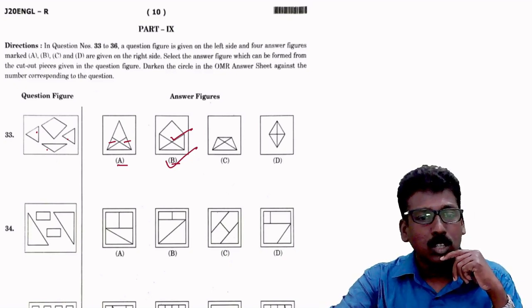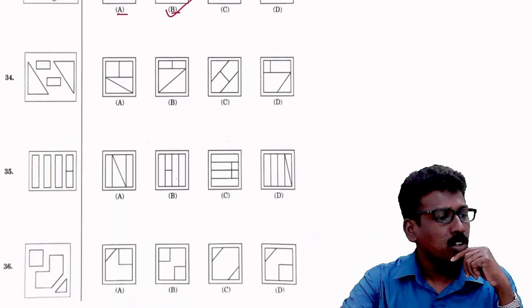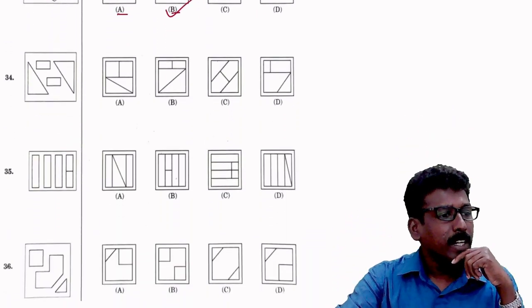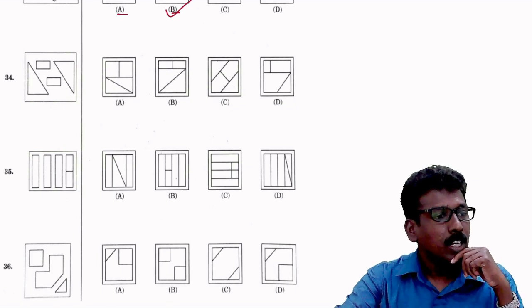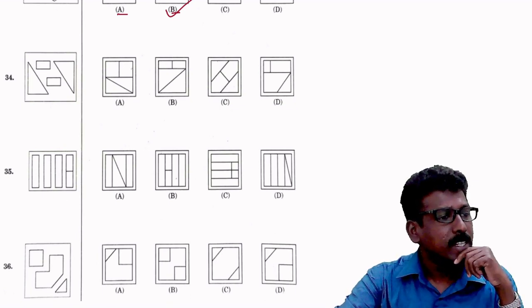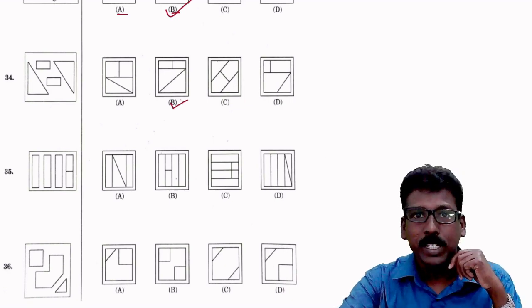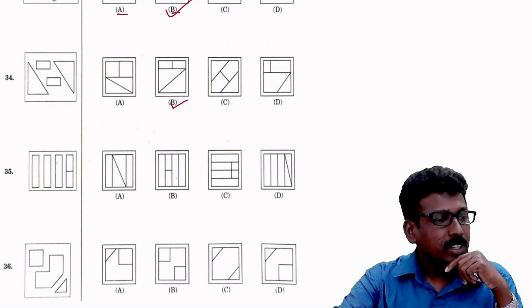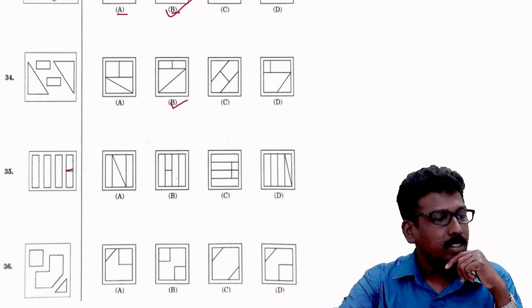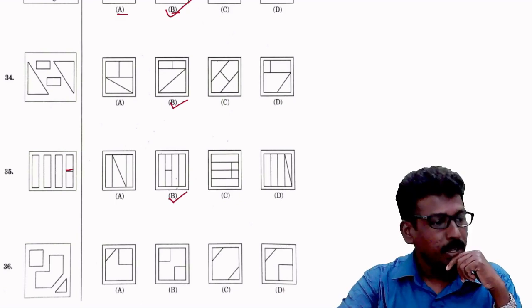Now look at other questions. Here in question number 34, 2 right triangles and 2 rectangles. 2 right triangles and 2 rectangles you can see in B. So B is the correct answer. Here 3 rectangles and 1 divided rectangle is there. Yes, you can see it in B.